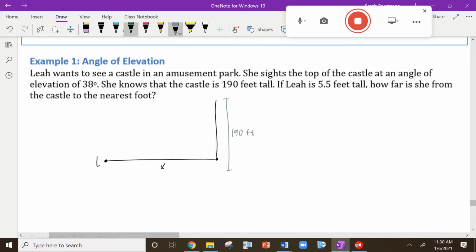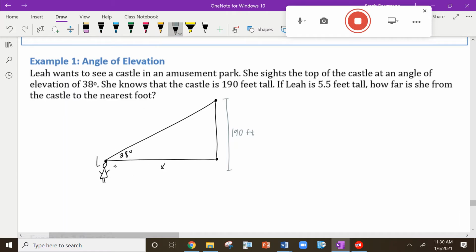However, that does not mean the side of this triangle is 190 feet, because this angle of elevation, 38 degrees, where she is from her eyesight up to the top of the castle, only goes from her eyes. So we have Leah standing here, and this is at her eye level.